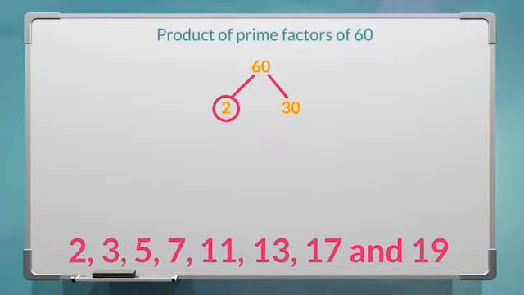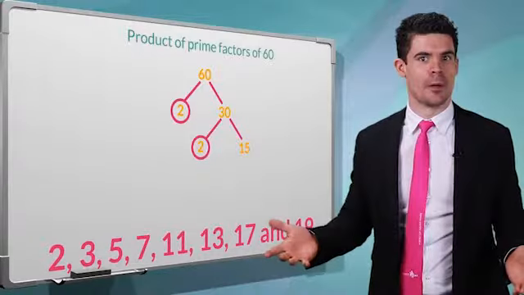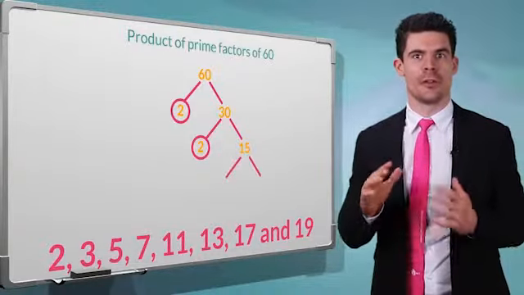and we need to carry on with our tree. We draw 2 branches coming out of the 30, and let's see if 2 goes into 30 as well. It does. So we write 2 under the branch on the left. This needs to be circled again because it's a prime number. How many times does 2 go into 30? It goes 15 times, so we'll write 15 under the branch on the right. 15 isn't a prime number, so we draw 2 more branches under the 15.